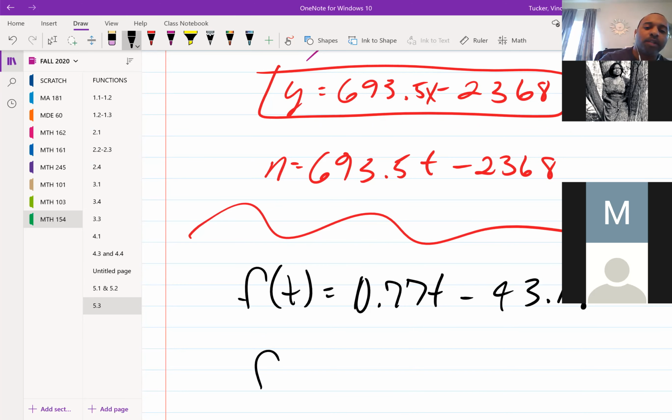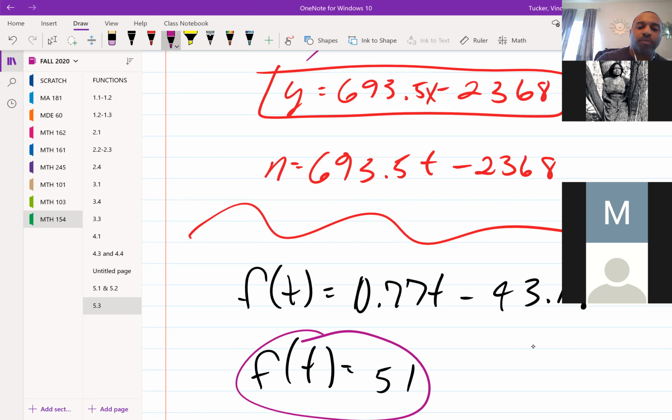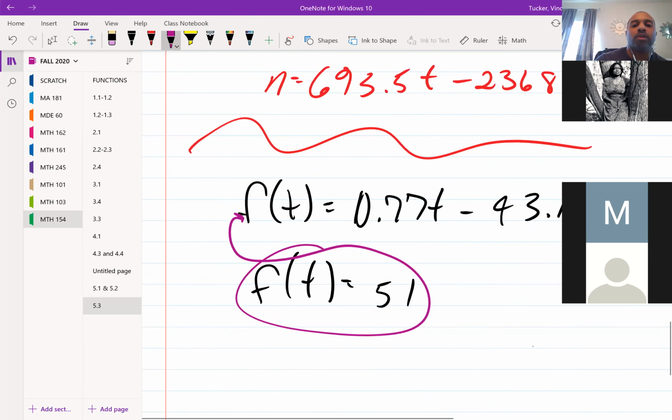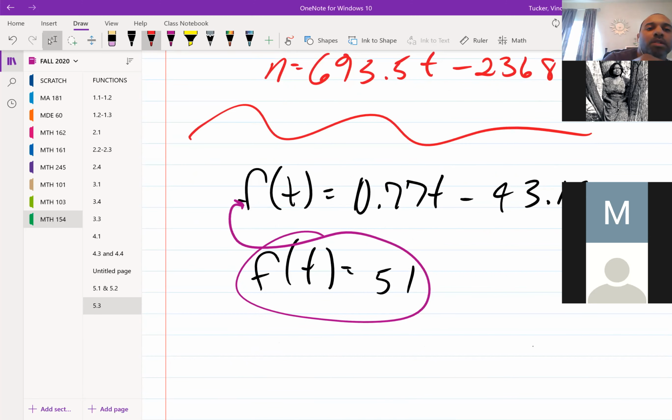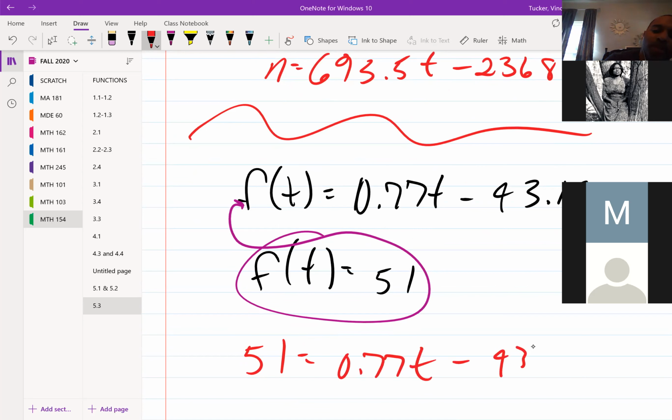And they gave us f of T is equal to 51. And just making sure I did share it. Yep. So that means I'm going to take 51 and plug it in where I see f of T and then solve it. So that's 51 equal to 0.77T minus 43.18.